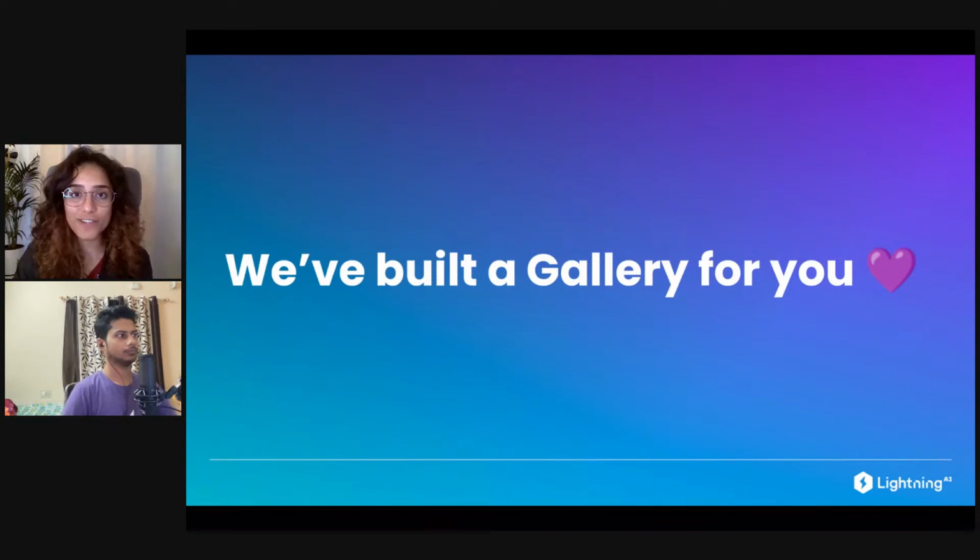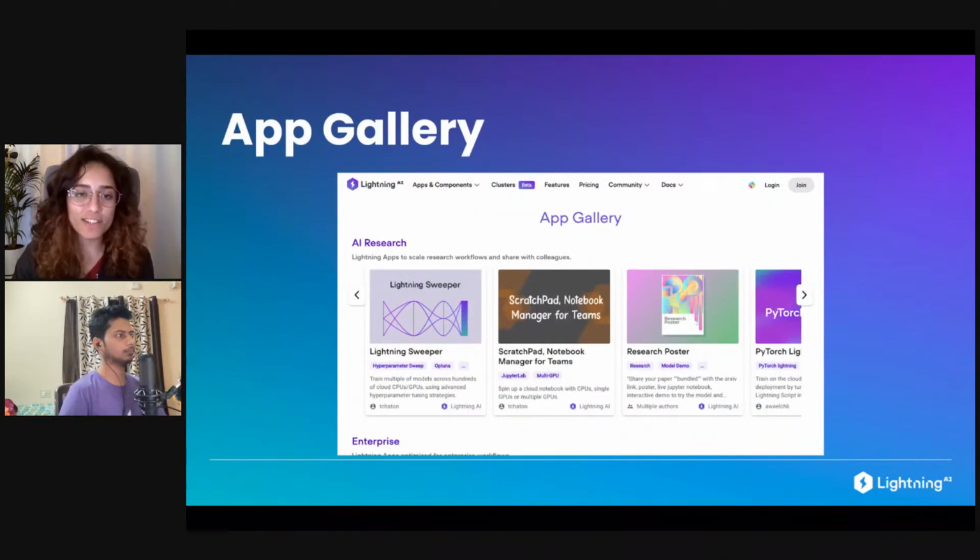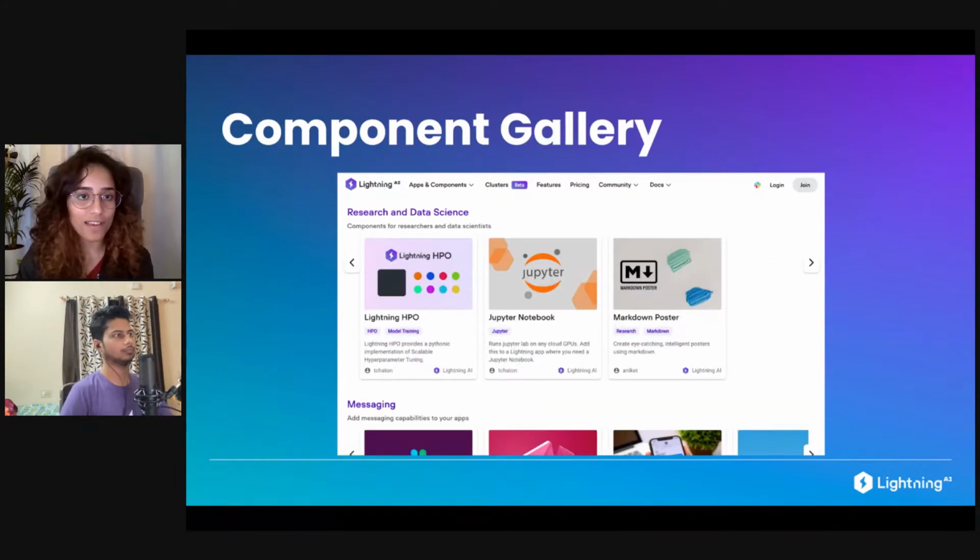And to make this a lot easier for you, we have a gallery available. So if you go to Lightning AI now, you can click on apps and components and go to the app gallery where you're going to see all these apps built for AI research, for enterprises, and different use cases. And you can also see our component gallery. So these are reusable components from those apps you saw previously. For instance, you've got examples like the Markdown poster, which is used in our research poster application, Jupyter notebooks, Lightning HPO for hyperparameter optimization, lots of examples for messaging, and so on.